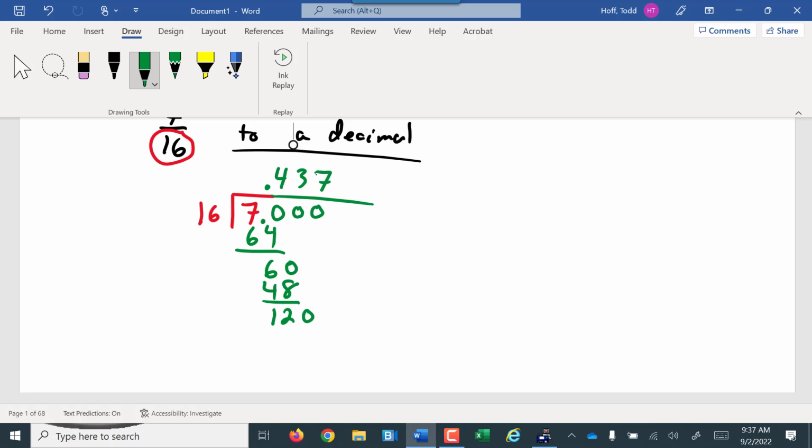Let's try 7. 7 times 6 is 42, so 2 carry the 4. 7 times 1 is 7, plus 4 is 11. So we subtract, we've got 8 left over. We'll add another 0 and bring it down. Now 16 goes into 80 exactly 5 times.